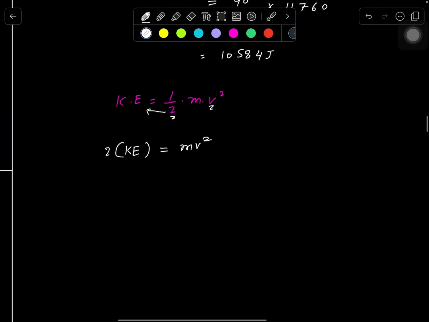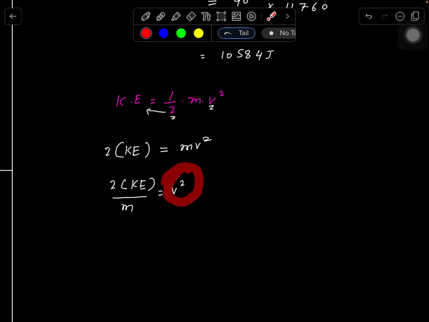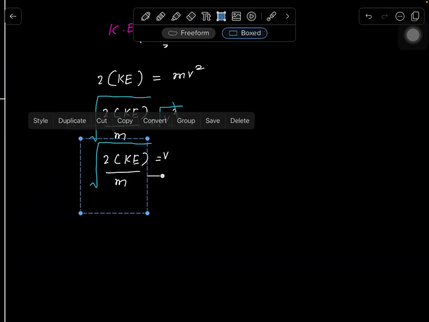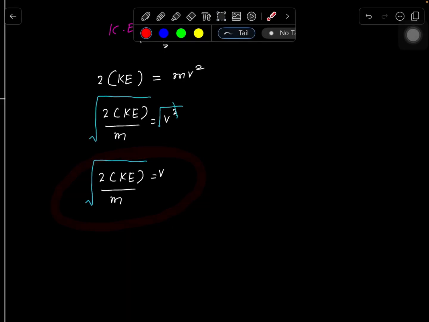Equals mv squared. Now, if this mass is being multiplied with v squared on this side, when you take it to the opposite side of the equal sign, it will be divided. So you have 2 kinetic energy divided by mass equals v squared. Now you have a v squared, so you've isolated the v, but you don't want the square of it. So to undo the square, we take an under root. But if I do one operation on one side of the equal sign, I have to do the same thing on the other side. So I take an under root here as well. Now, this square will be cancelled with the under root, so you have v equals this entire thing here.